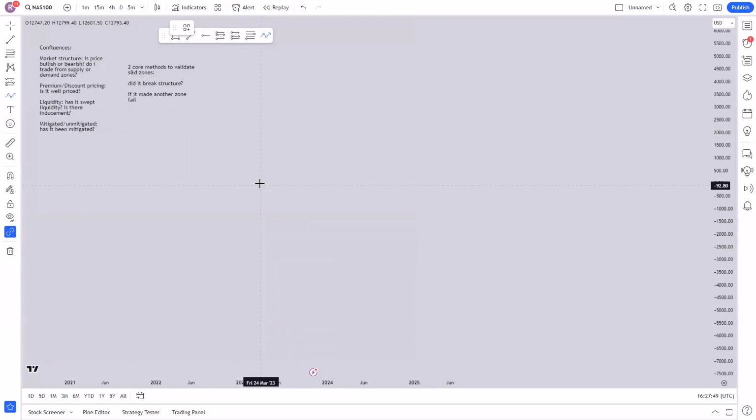So a flip zone is essentially, let's just draw it on so I'm not just speaking words.